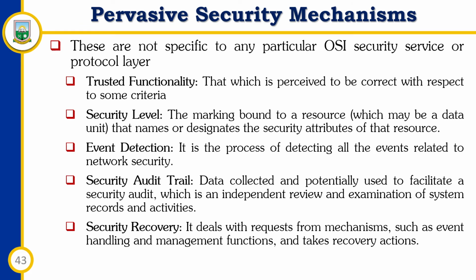You can also have event detection. In this case, you have security relevant event detection, which can be used to detect the apparent violation of security. So it is the process of detecting all the events related to network security. And for security audit trails, the security audit trail usually refers to an independent review and examination of the system records. So any activity that happens on the network.